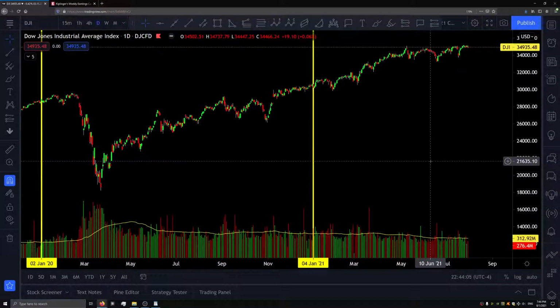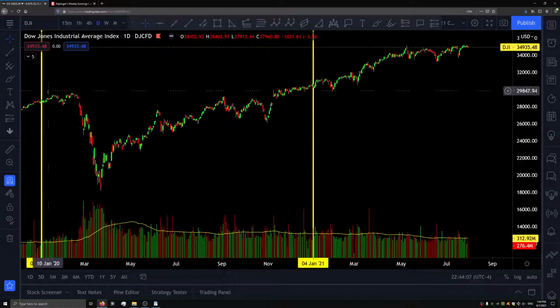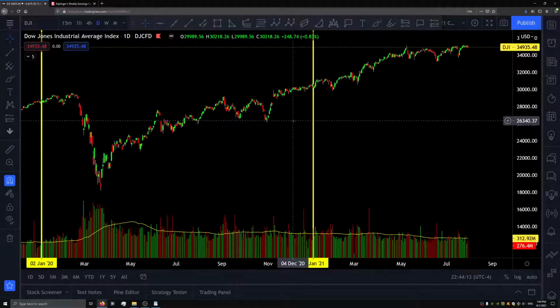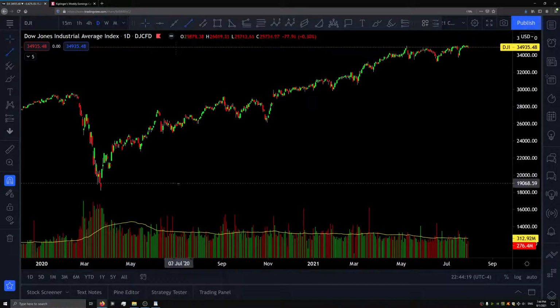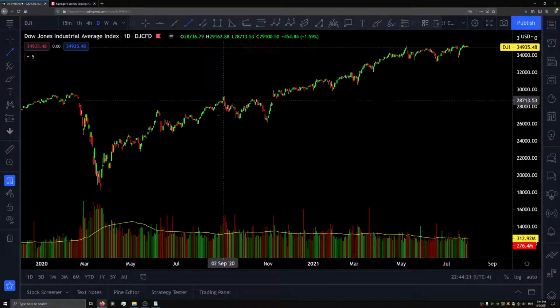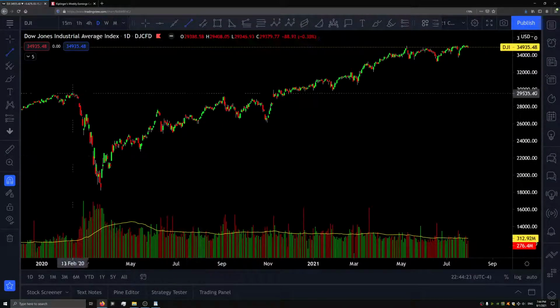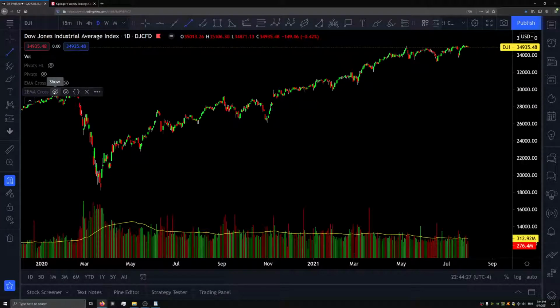So we always want to be forward looking. All right, so I'm just marking. This is 2020 on this left side right here. This is 2021. Okay, we are still in a confirmed uptrend. How do I know this? Are we making a series of higher highs and higher lows in the price? Yes, we are. There's a simple tool called the exponential moving average.